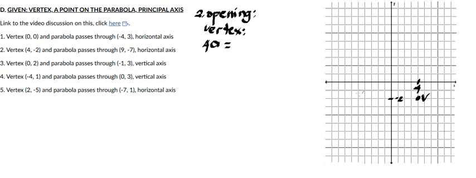It should be passing through where the vertex is. Okay, there you go. That's our horizontal axis. And then we are to plot the other point, which is 9, -7. 5, 6, 7, 8, 9. This is now our 9.